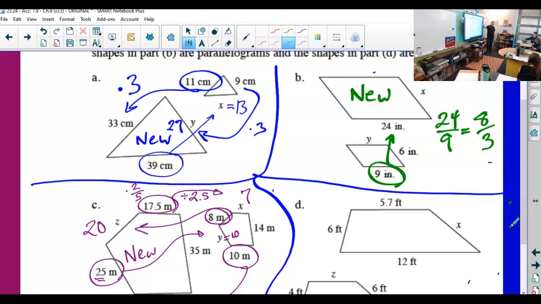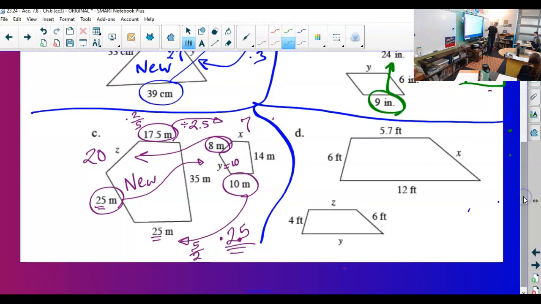Guys, if you type this into your calculator, 24 divided by 9, you get a really bad number. It's repeating forever. And like we said, our calculator can't actually quite do that accurately. So here, what's better, the fraction or the decimal? The fraction, I'm telling you. A lot of times the fraction is better.